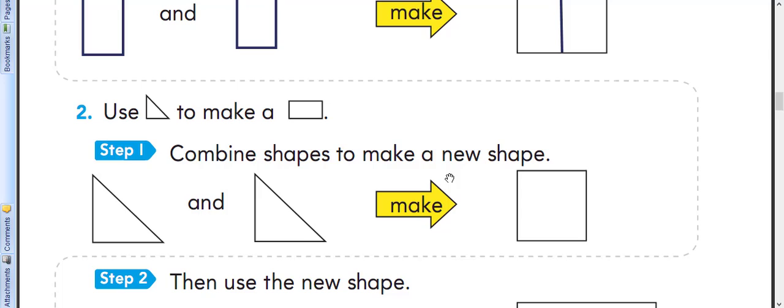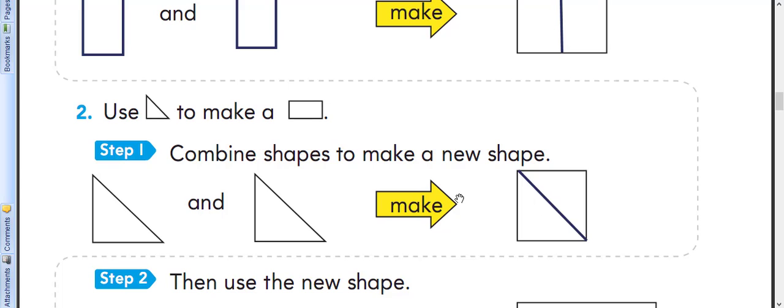Let's go to number 2. How can we use triangles to make a rectangle? We can put the 2 triangles together to make a square. I put them together now.